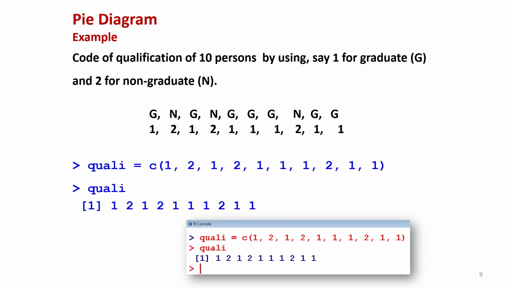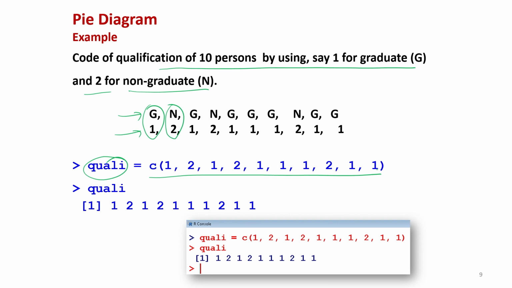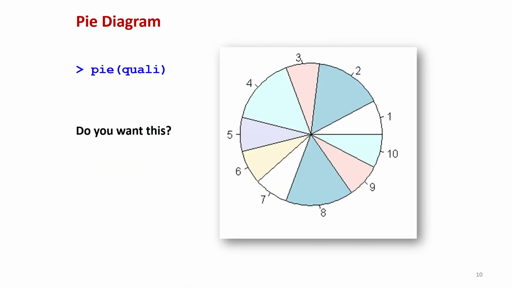So this is the same data where we have recorded the qualifications of 10 persons as graduate indicated by G, and non-graduate indicated by N, and these graduate and non-graduate are indicated by the numbers 1 and 2. So graduate is represented by 1, non-graduate is represented by 2, and we store this data in the data vector quali. Now after this, if I use the pie command over quali, then you get this type of graphic.